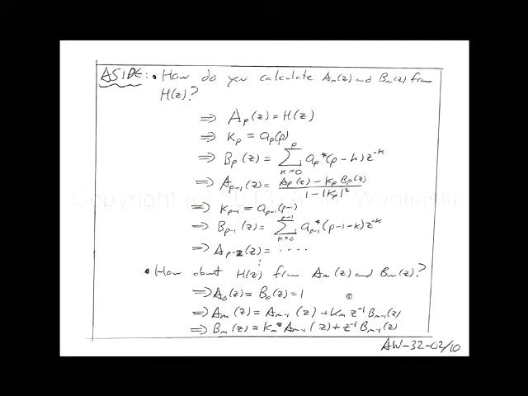Same sort of madness, what you do is you start with A_0(z) equal to B_0(z) equals 1, and then you incrementally, using the equation we saw at the end of lecture 31, slowly build up, first stage, second stage, third stage, fourth stage, all the way to the P stage. And that will yield, ultimately, that guy.